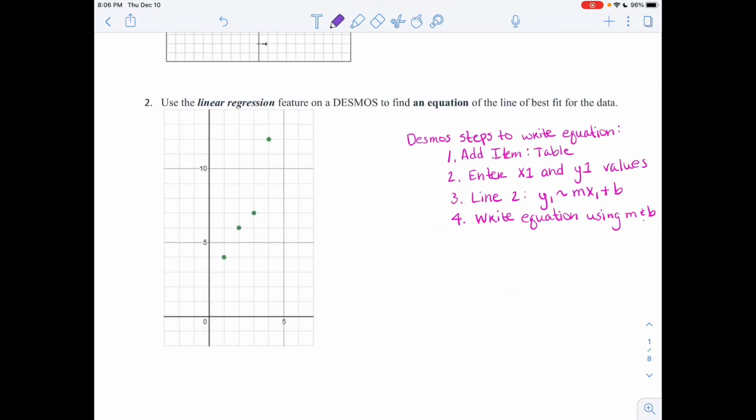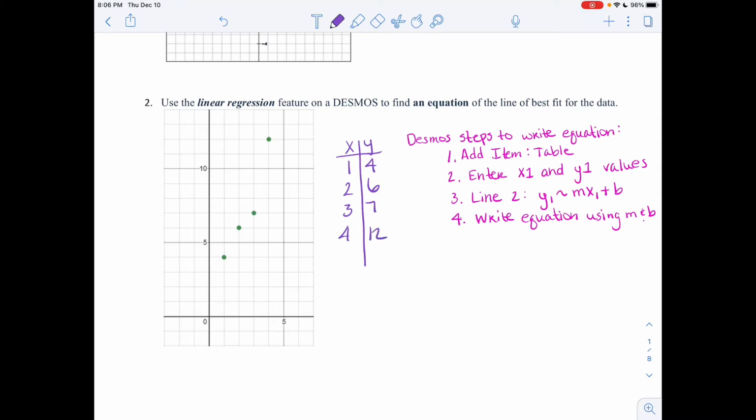Problem number 2 asks us to use the linear regression feature on Desmos to find an equation of the line of best fit for the data. So the first thing I want to do is determine what my x and y points that I'm going to put into this table are going to be. So reading off the graph, I see that at an x value of 1, I'm at a y of 4, 2, 6, 3, 7, and 4, 12.